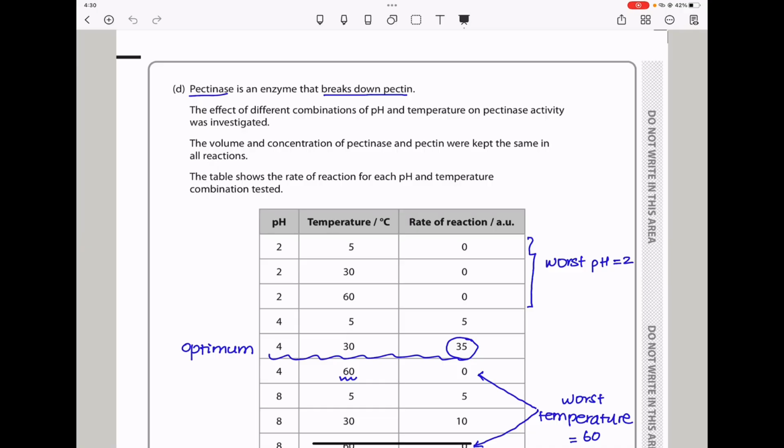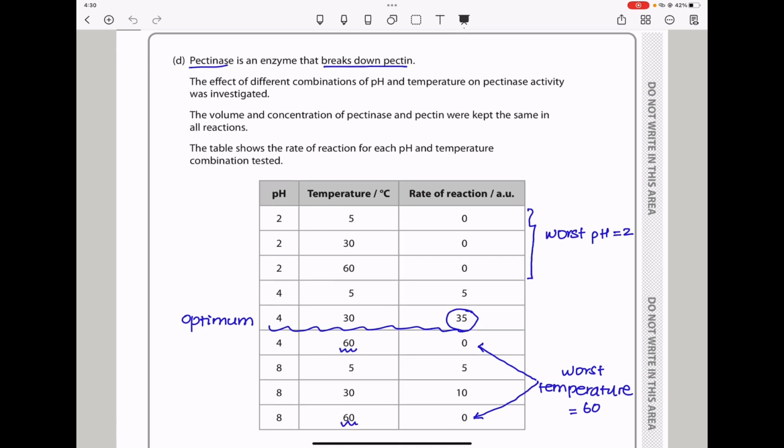Here they say, pectinase is an enzyme that breaks down pectin. The effect of different combinations of pH and temperature on pectinase activity was investigated. The volume and concentration of pectinase and pectin were kept the same in all reactions. The table shows the rate of reaction for each pH and temperature combination tested.